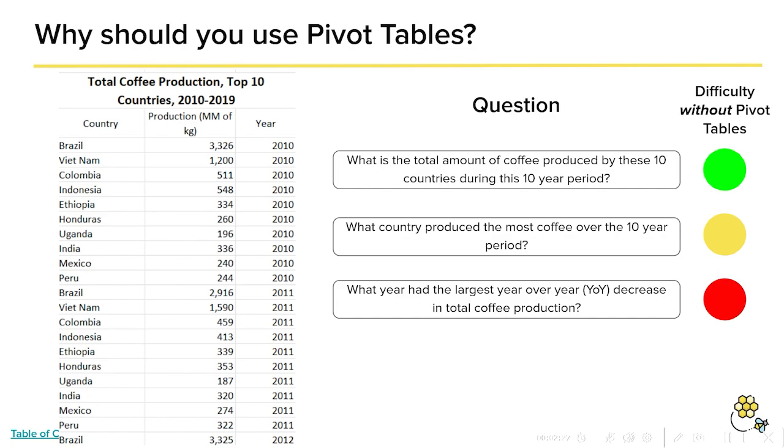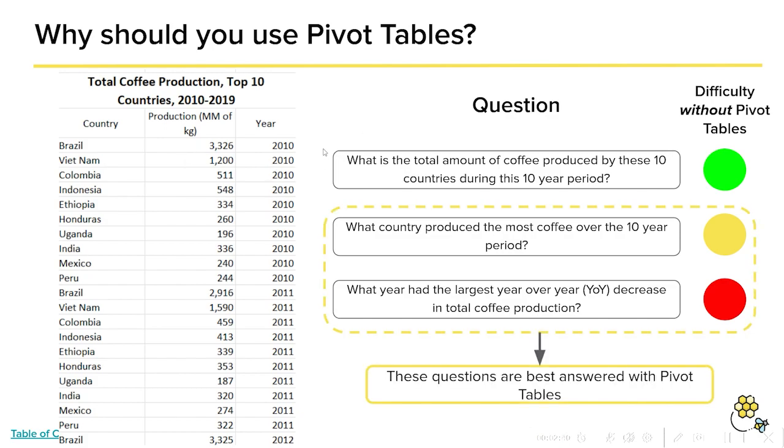This question would be even more complicated to answer and would require multiple cuts of the data and multiple different functions. Pivot tables would be the best way to solve this problem. And in conclusion, pivot tables would be the best way to solve these last two questions.